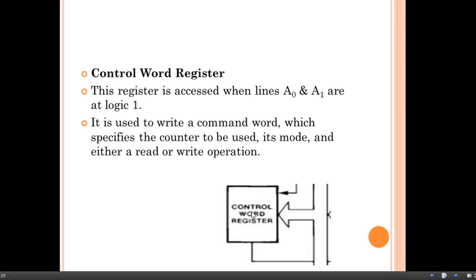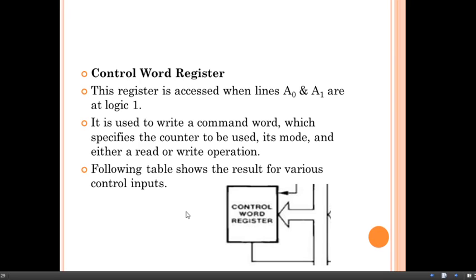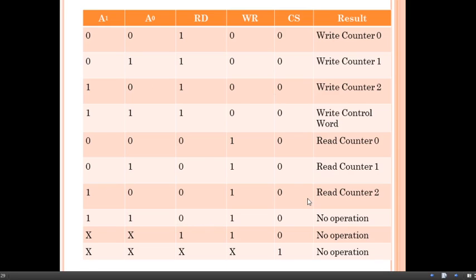Means based on this control word register, the counter which we are going to use is specified. In which mode the counter will work, that mode is specified. And again the read or write operation is also represented by this control word register. So here one table is represented that shows the result of various control inputs. Here is that table which is showing the result for various control inputs.